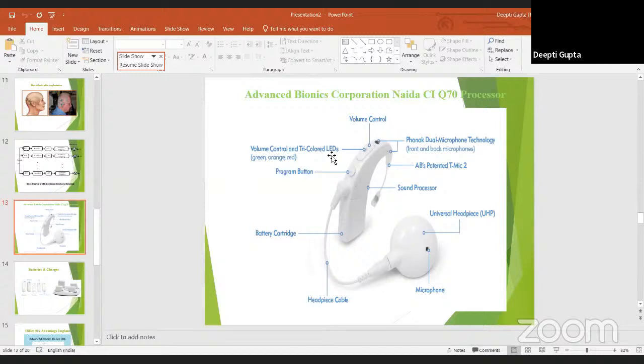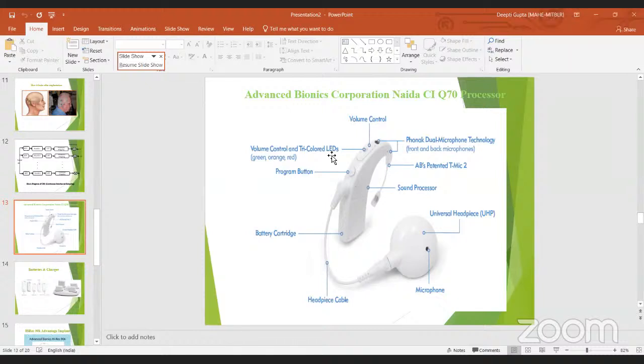2-3 quick blinks indicate that the battery is sufficiently charged to power the processor. And 1 quick blink indicates that the battery is nearly depleted. It means it is about to end. And no blinking indicates a depleted battery. It means it needs to be replaced or recharged.